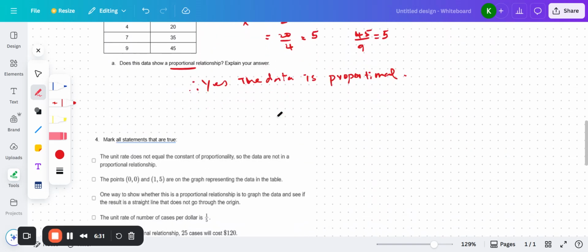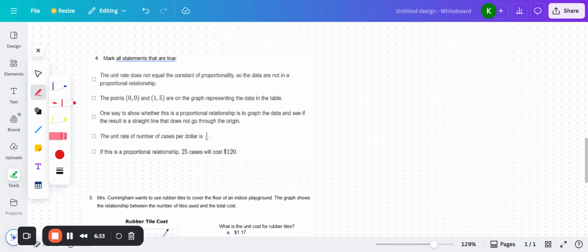All right, finish this question. Going to the next one. So you're asked true or false: the unit rate does not equal the constant of proportionality, so the data are not in a proportional relationship. When it comes to the unit rate, it has to be constant, right? That is correct. True, because it has to be the same.